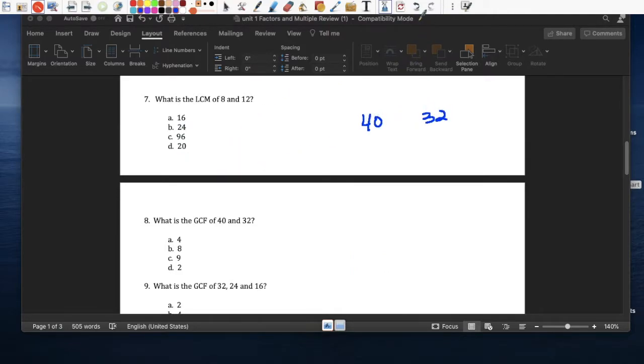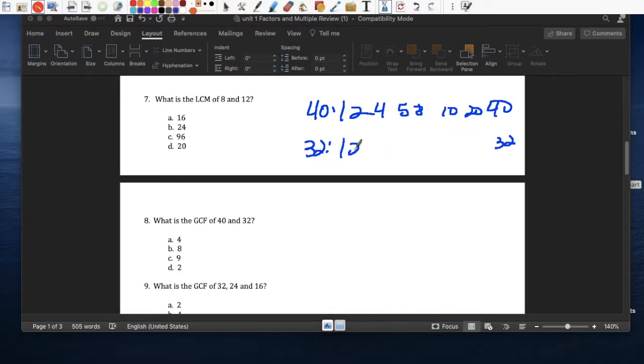Now, you know what, instead of the ladder method, let's list all the factors. 40: 1 and 40, 2 and 20, 3 doesn't work, 4 and 10, 5 and 8. 32: 1 and 32, 2 and 16, 3 doesn't work, 4 and 8, 5 no, 6 no, 7 no, 8 is already there.